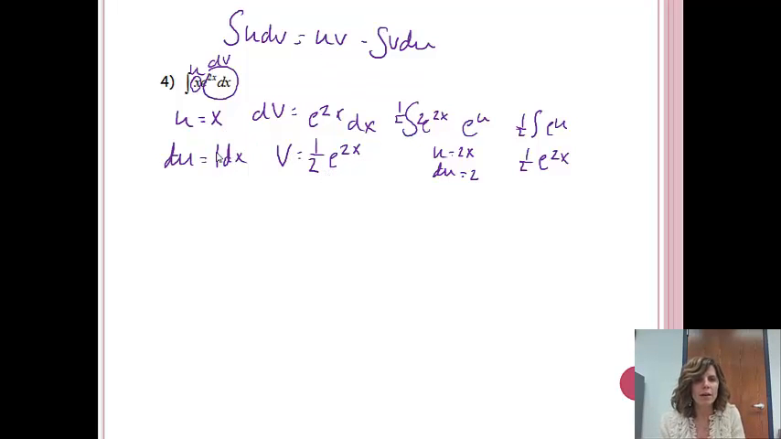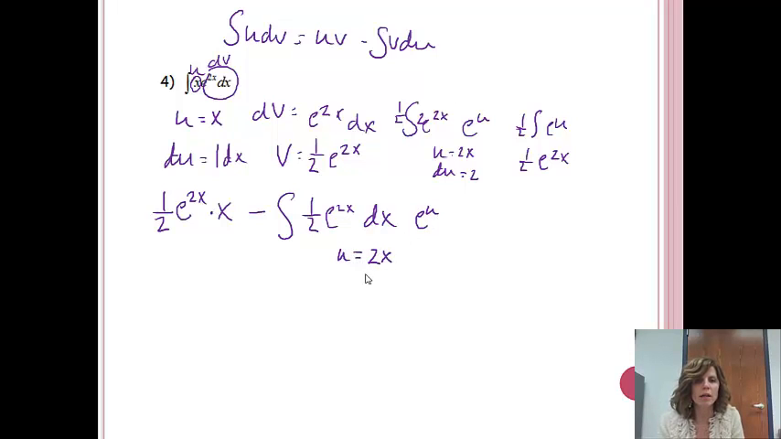Alrighty, I am now ready to use the formula. So u times v, I'll have 1/2 e to the 2x times x, and then minus v du, so I'll have 1/2 e to the 2x dx. So I'm pretty much all set to go here. I do know on this one, again, I have an e to the problem, so I really would like that to look like e to the u, so I'm going to let my u be 2x, which means my du would be 2 dx. I'd like a 2 there, but I have a 1/2, so I know I could multiply by 4, which means I'd put a 1/4 on the outside.